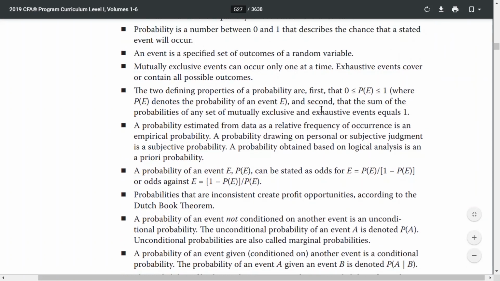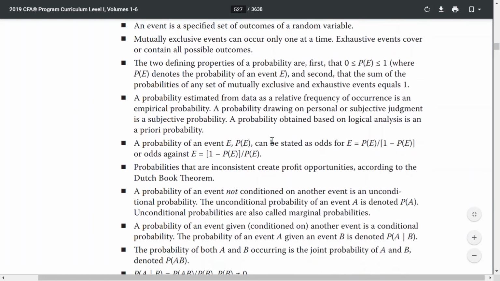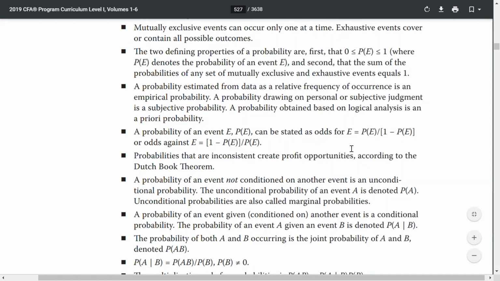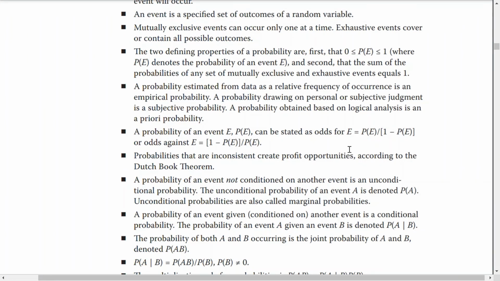Mutually exclusive events can occur only one at a time. Exhaustive events contain all possible outcomes. The two defining properties of probability are: first, the probability of an event happening is between 0 and 1, where the probability of E is denoted P(E). Secondly, the sum of the probabilities of any set of mutually exclusive and exhaustive events equals 1.